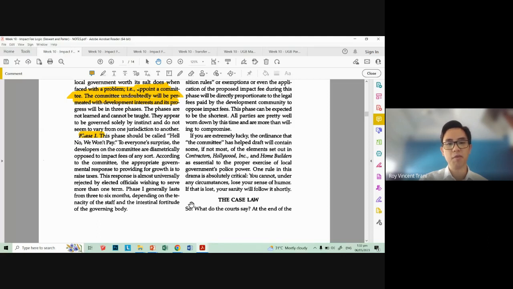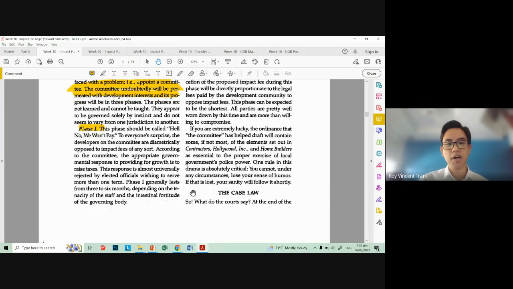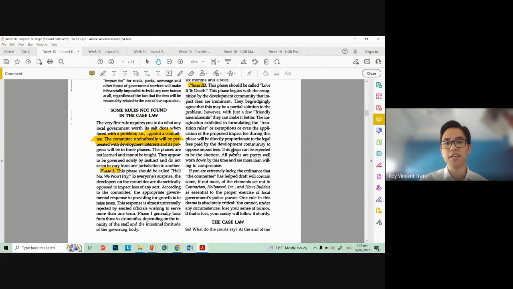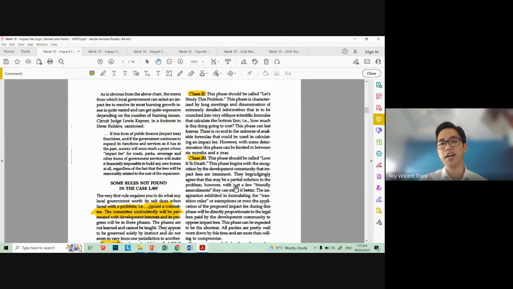According to the committee, the appropriate governmental response to providing for growth is to raise taxes. So this response is universally rejected by elected officials wishing to serve more than one term. Phase one generally lasts from 3 to 6 months. So basically, the first response from developers who are approached to pay impact fees, they would be very much opposed to it. So they don't want to pay the impact fees.